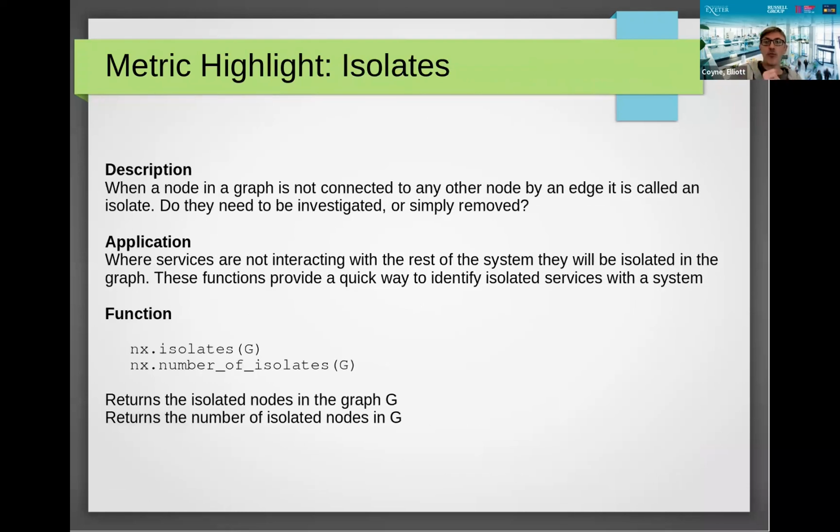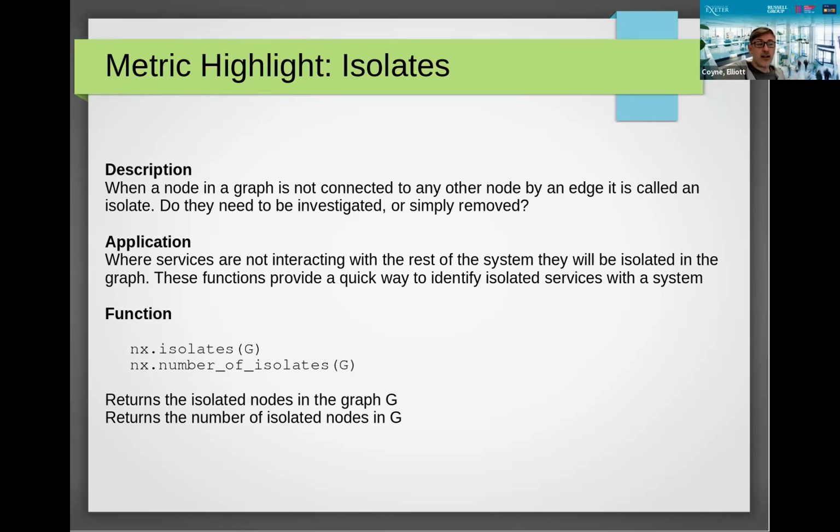Then you'll remember we have those isolates. Now these are nodes that sit out on their own. They're not connected to anything else. And when a node is not connected, you need to investigate, well, is that right? Should they be interacting with other services? Or that's fine, maybe they can be removed from this particular piece of analysis because they actually interface with other services, so that's not a particular problem.